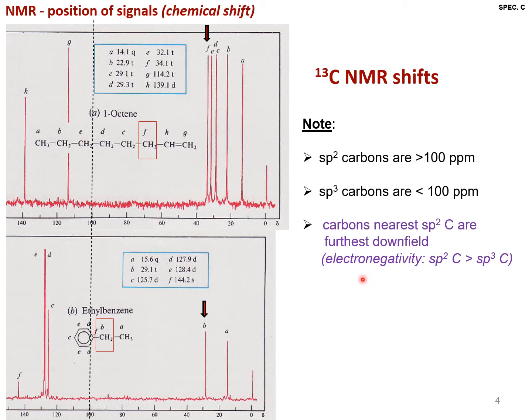Something else that you should notice is that the sp3 hybridized carbons, which are closest to the double bond or closest to the ring, that is directly attached to the sp2 hybridized carbons, appear the furthest downfield. That's because sp2 hybridized carbons are slightly more electronegative than sp3 hybridized carbons.